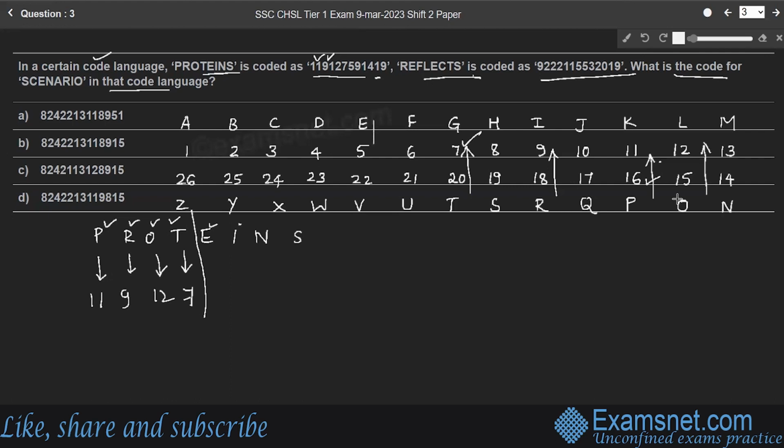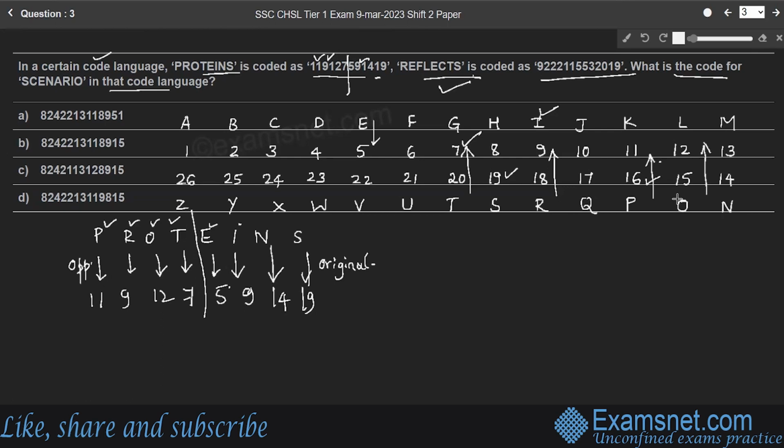Here, E positional value is 5. So E is coded as 5, its original positional value, not the opposite one. Whereas I is coded as 9, which is the same. N is coded as 14 and S is coded as 19. Therefore, the first 4 letters are coded as their opposite positional values, whereas the last 4 letters are coded as their original positional values.